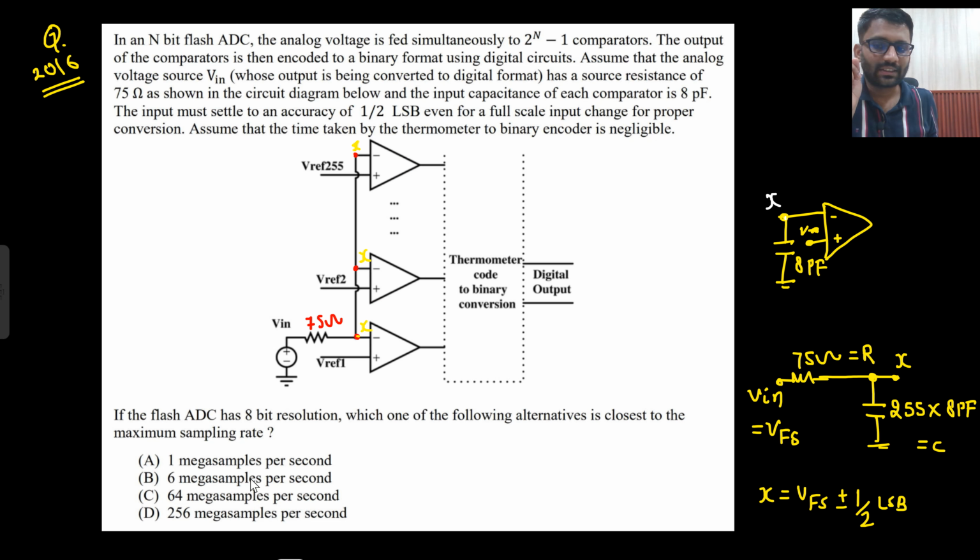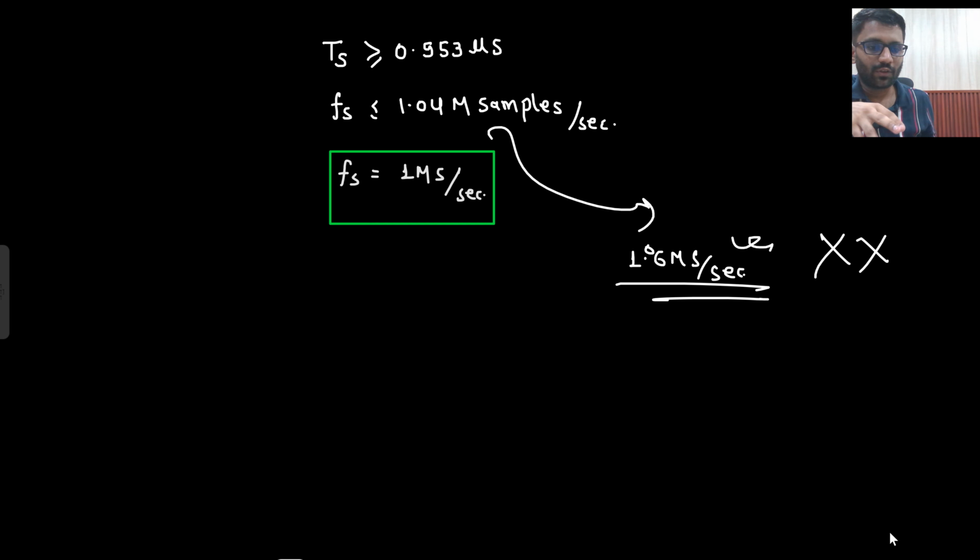If there was an option available of 0.5 mega sample per second, then that could also be correct. Here they are asking for the closest, but they would say which are the maximum possible sampling rates. So anything less than 1.04 will work. So 1 mega sample, 0.5 mega sample per second.